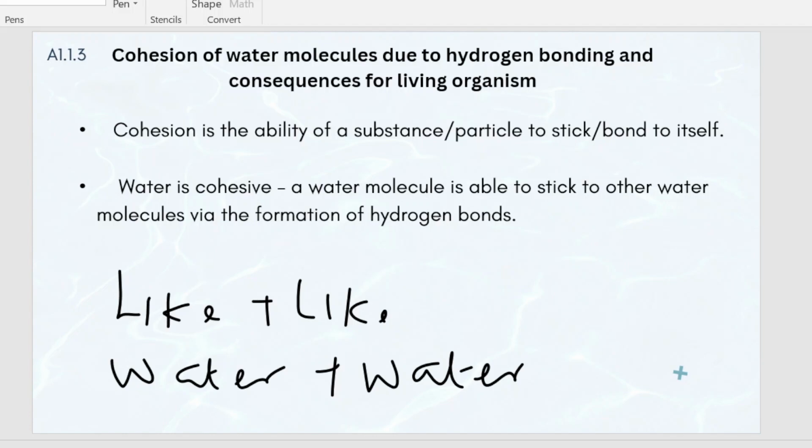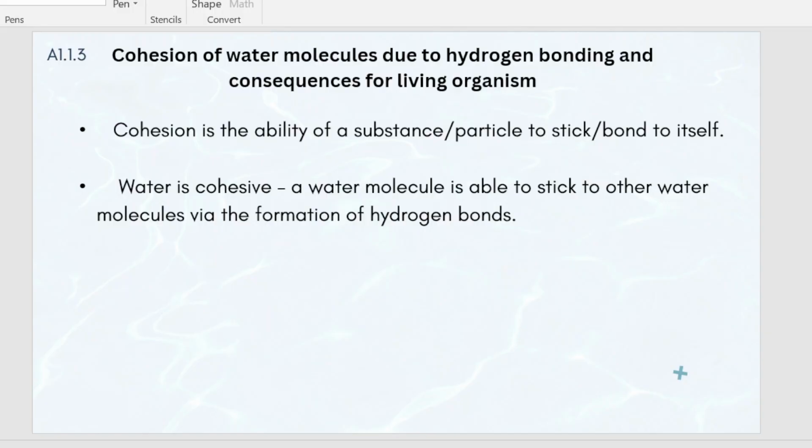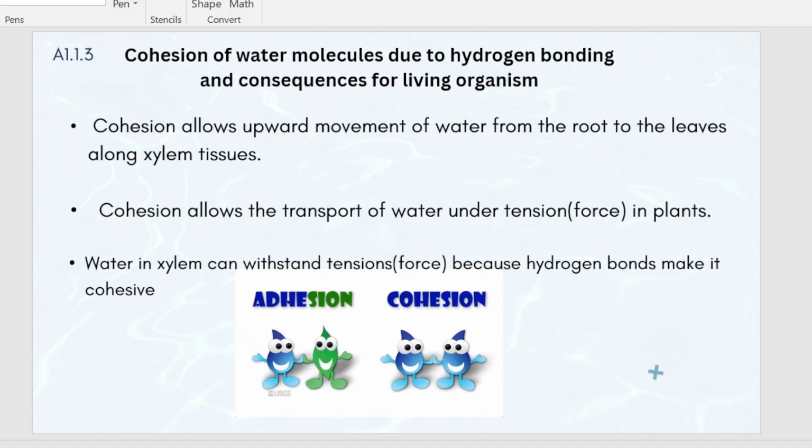So water is able to stick to each other. Water molecules are attracted to each other. All right, and this has an effect in the upward movement of water from the roots to the leaves. Water is able to move from the roots to the leaves using cohesion, and this allows transport of water under tension in plants. So this illustration shows cohesion.